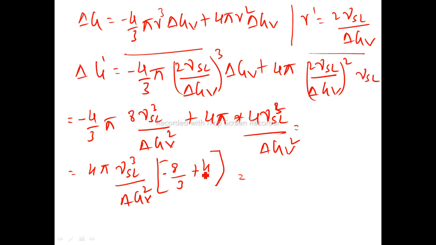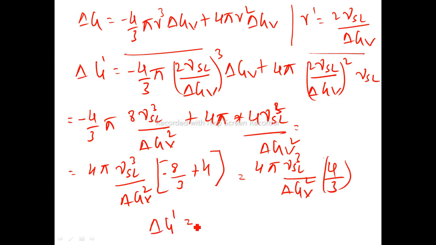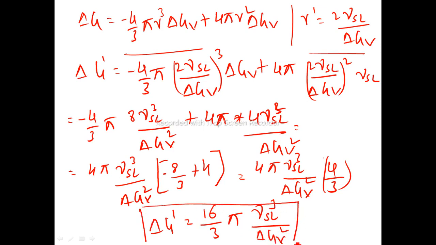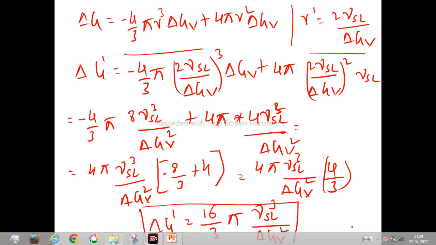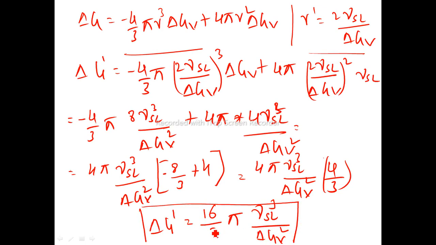So this will reduce to, taking the LCM, we will get it as 4 by 3, right? So after this, the final expression, delta G dash is equal to 4 into 4, 16 by 3 pi gamma SL cube divided by delta GV whole square. Okay, this is the final expression that we got.